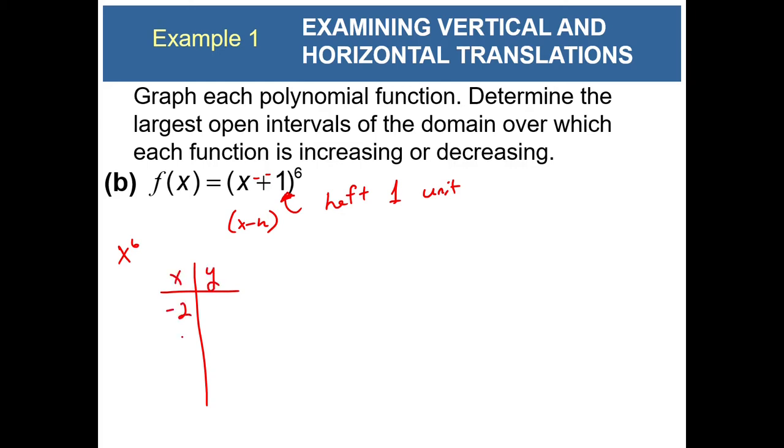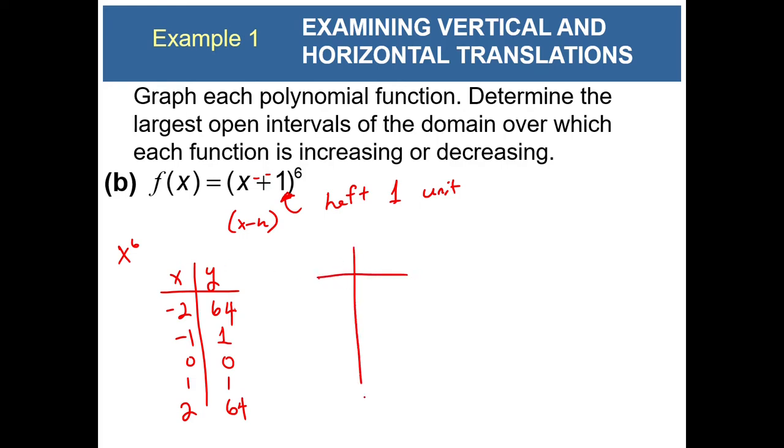Let's say -2, -1, 0, 1, and 2. -2 raised to the 6th power is actually positive 64. -1 raised to the 6th is positive 1. And 0 to the 6th is 0. 1 to the 6th is 1. And 2 to the 6th is positive 64. So this is the graph of x^6.